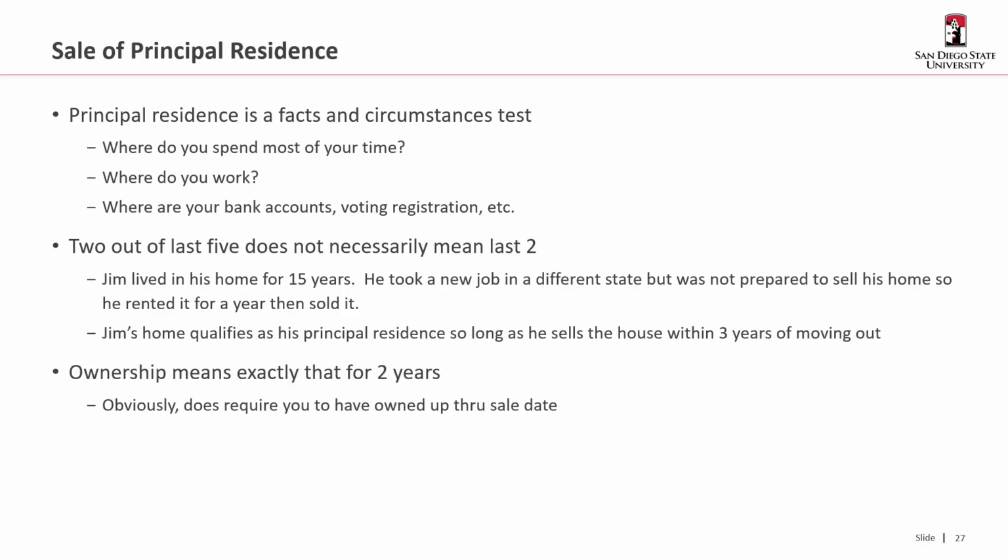So ownership means exactly that. He must have owned it, and he must have owned it for 2 years, right? Obviously, that does require you to have owned it up through the sale date, because if you sold it and then sold it again, you didn't sell it the first time, because you can only sell something once.